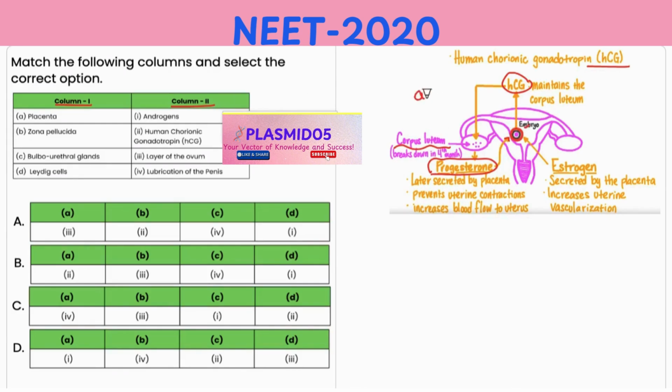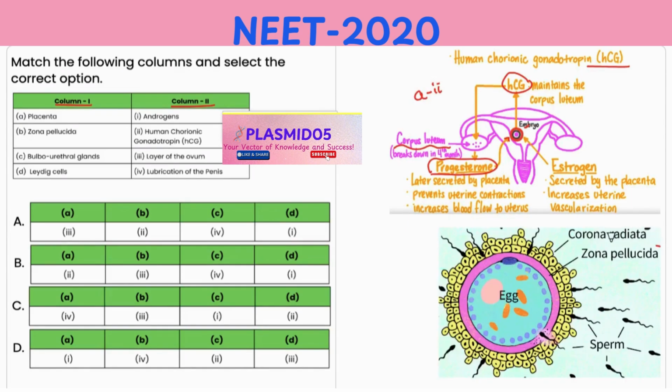Now, the zona pellucida, which is a glycoprotein layer surrounding the plasma membrane of the secondary oocyte, plays a very important role in sperm binding and initiating the acrosome reaction, which is necessary for fertilization. And the secondary oocyte secretes this layer during oogenesis. Thus, B matches with 3.